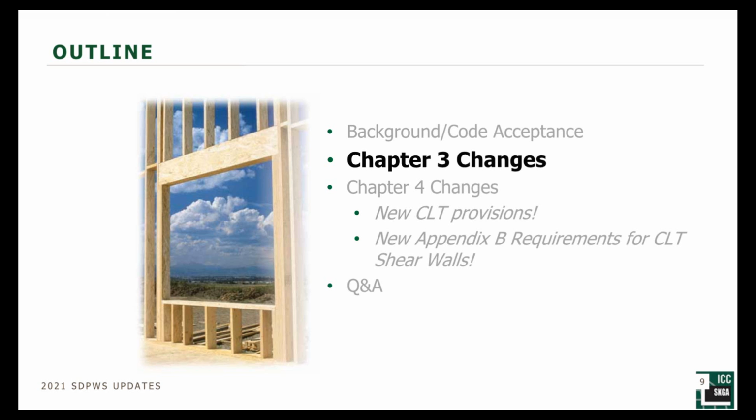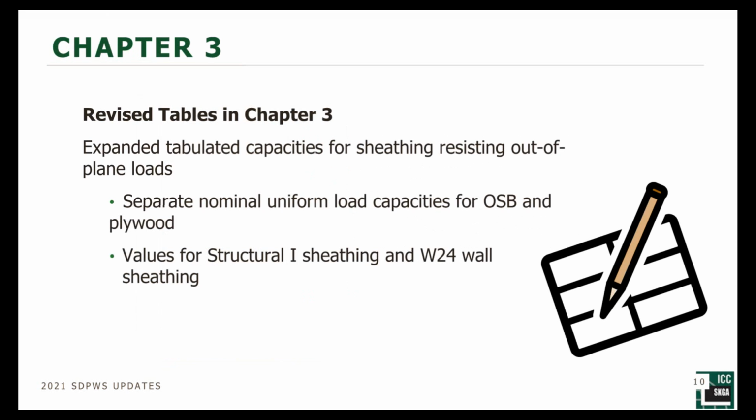And we'll start in Chapter 3 with some of the changes here. When I talked about the top 10 list of changes, I mentioned that we've revised these capacity tables for sheathing resisting out-of-plane wind loads. So we have a separate nominal uniform load capacity table for OSB and for plywood.